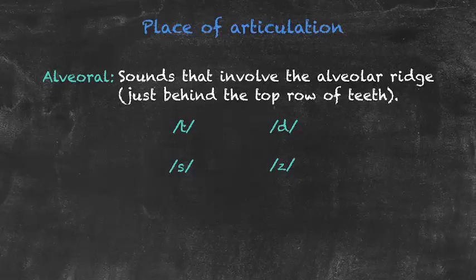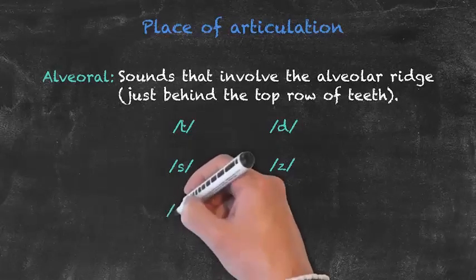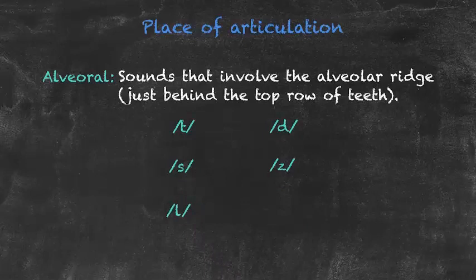The two other sounds that make it into this category are the l sound, where the tip of the tongue is very clearly touching that alveolar ridge, as well as the r sound, where the tongue is just curled a bit, but up towards that alveolar ridge.